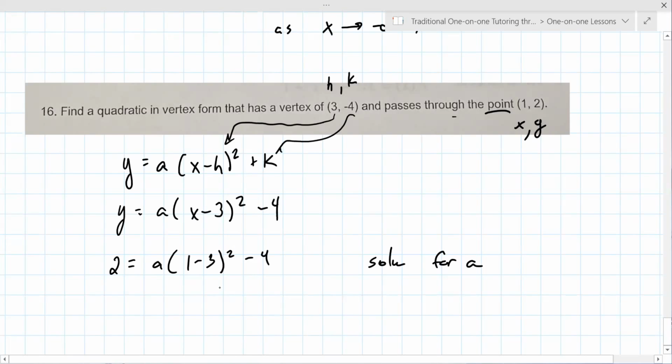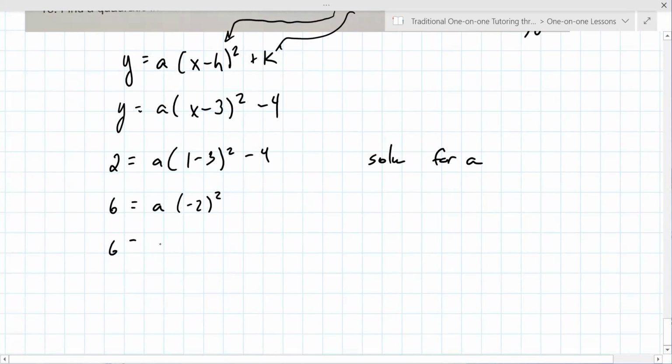So you're going to add 4 to both sides. So that's 6 equals a times 1 minus 3, which is -2 squared. So that's 4. So 6 equals 4a. Divide both sides by 4. So a equals 3/2.